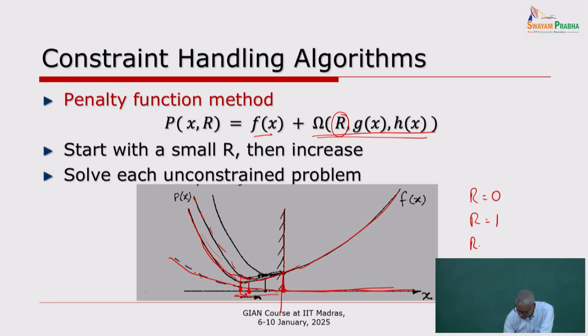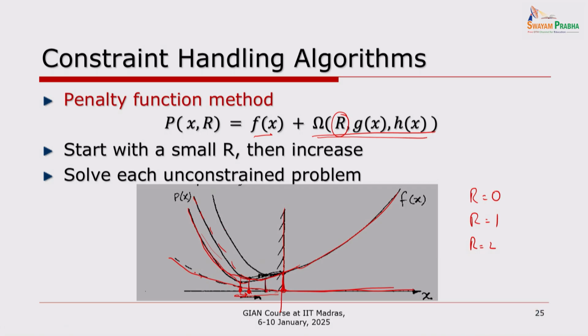Then I make r equal to 2 and I make it this function. Minima moves here, so I go from here to there. This is my initial point now for this optimization, and I find that. Then I increase to 3. This is how I keep increasing r, and my minima keeps approaching the constraint minima.